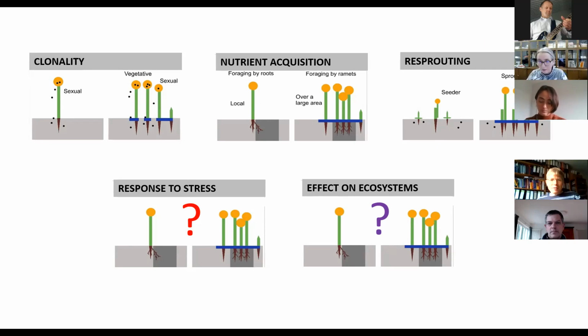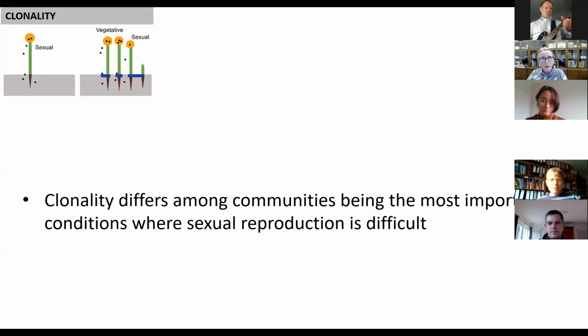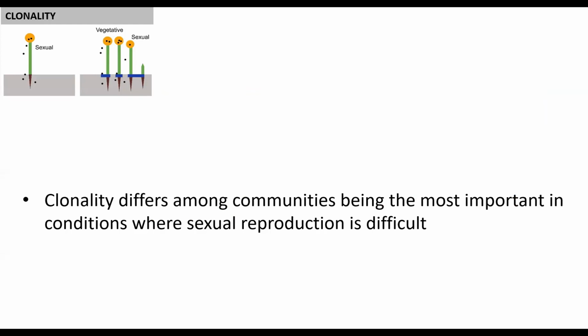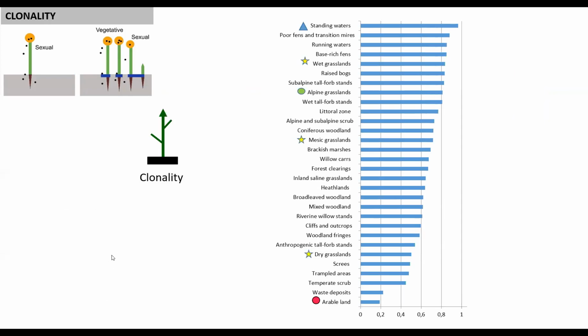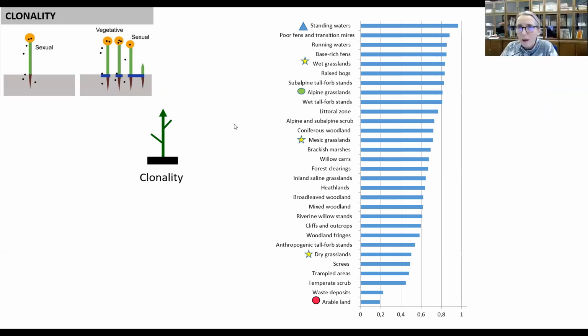So I will show you something. First, clonality. The traditional hypothesis about clonality is that it differs among communities and is most important in conditions where sexual reproduction is difficult, where there are stressful conditions. So I will show you how clonality is distributed in European habitats.